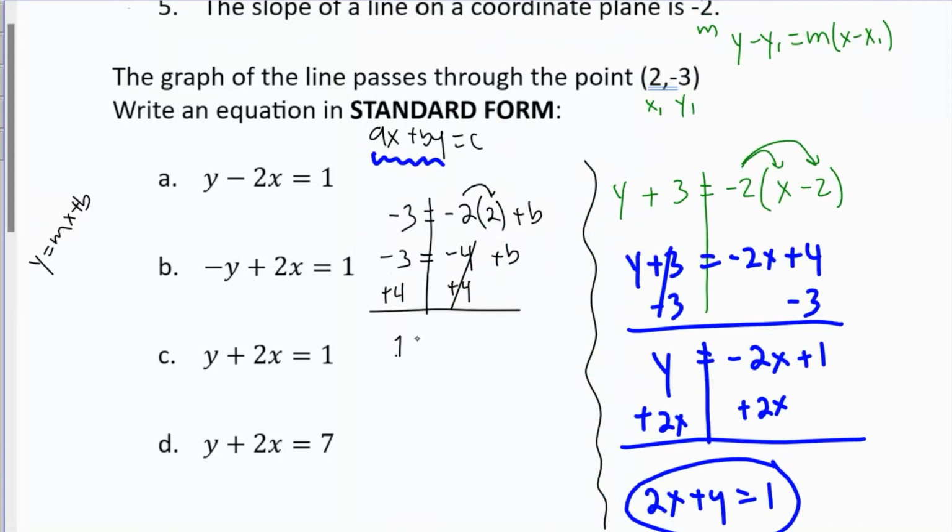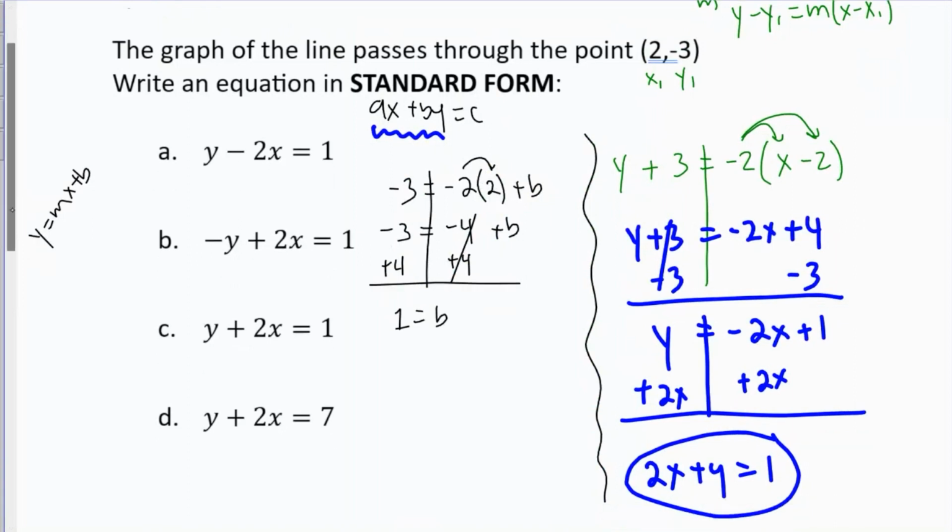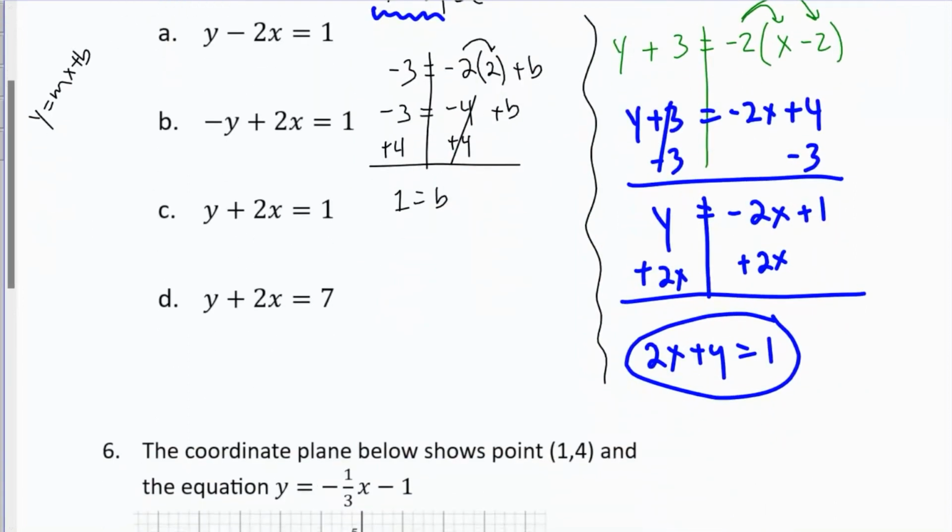And I'm left with 1 equals b. Once I have 1, I can re-plug it into slope-intercept form, which is y equals -2x plus 1. Add 2x to both sides, and I have 2x plus y equals 1. So either way, you get both answers.